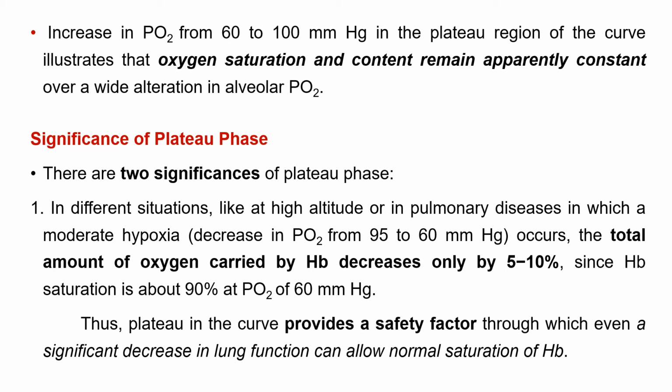The total amount of oxygen carried by the hemoglobin decreases only by 5 to 10% since hemoglobin saturation is about 90% at PO2 of 60 mmHg. Thus, plateau in the curve provides a safety factor through which even a significant decrease in lung function can allow normal saturation of hemoglobin and normal tissue oxygenation.